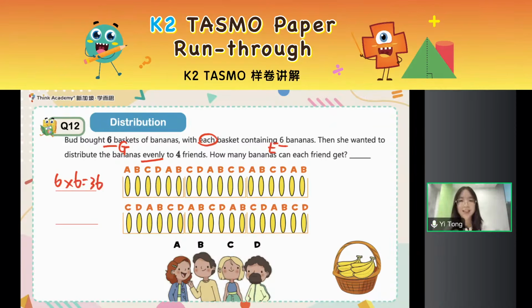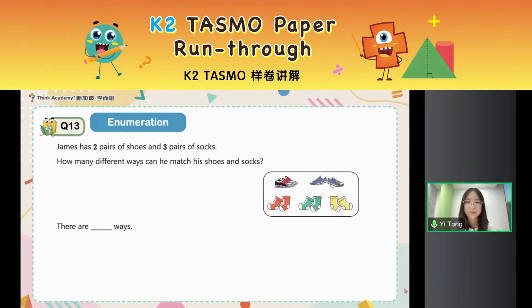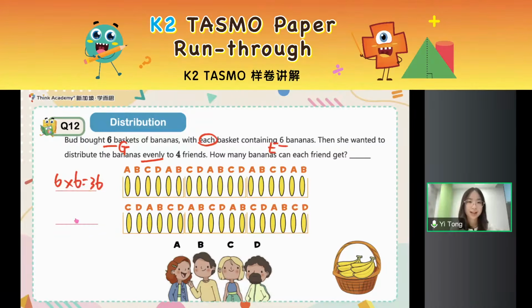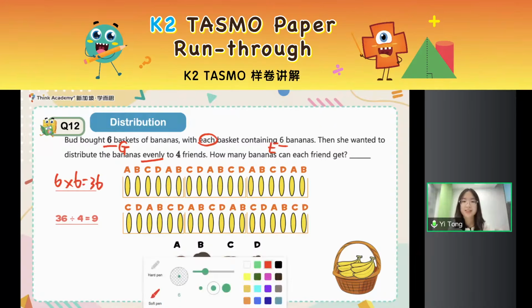Now, I have the 36 already, so I want to share them equally to friends. How many friends do I have? I have 4 friends, right? So if I want to distribute equally or share equally, what can we use? We can use division. So what is my dividend? Dividend is 36. I have 36 bananas given to 4 friends. Right, so let's see. We can find that there are 9 for each friend. So what's my answer? Answer is 9.